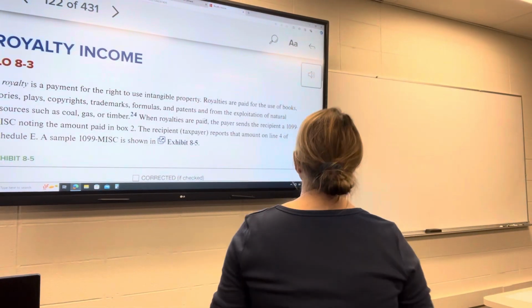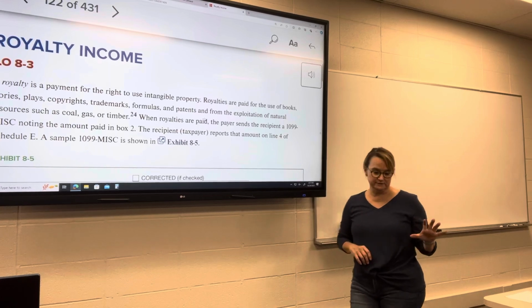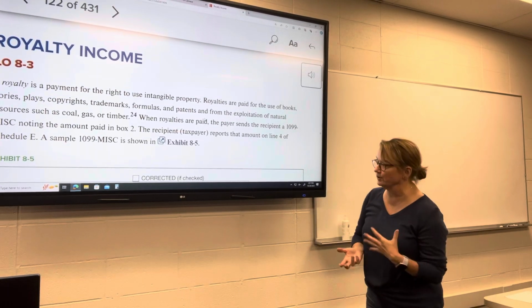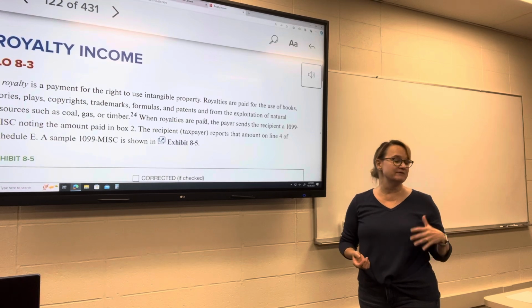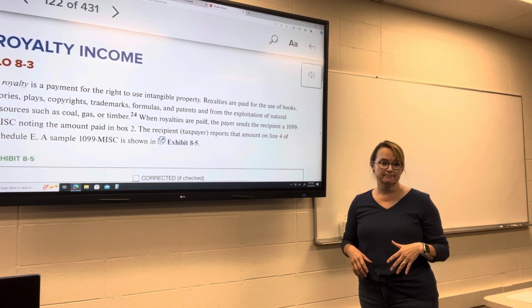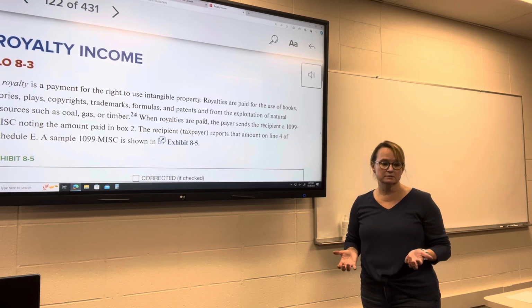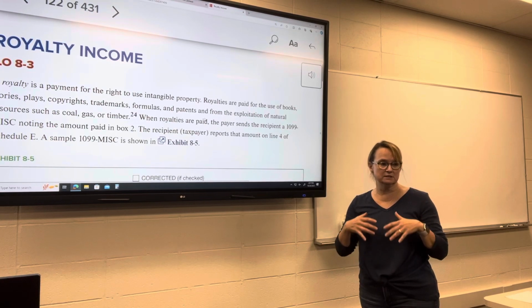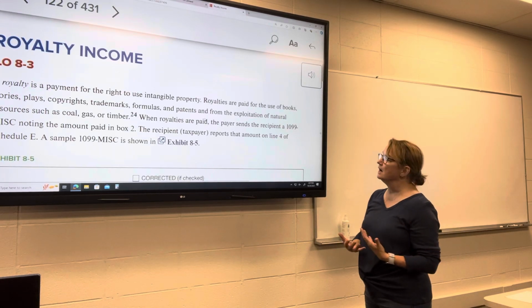Okay, royalties, this is fairly short, but royalties are claimed on the Schedule E. So what exactly is a royalty? It's the right to use some type of intangible property. This is why people who write books receive royalties. The information in those books is like an intangible asset.